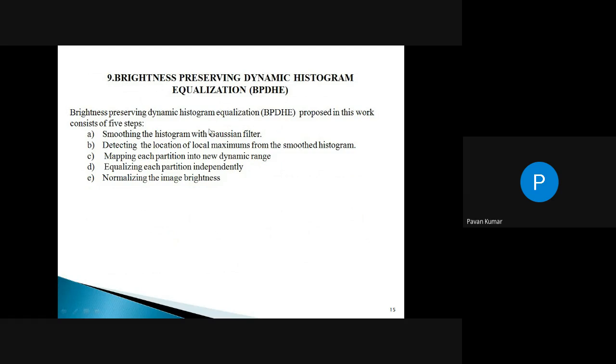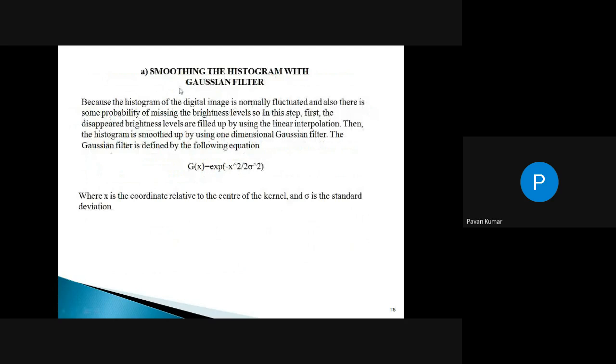So this method consists of the following steps: smoothing the histogram with the Gaussian filter. You can read these things, no need to go through them now. We will come to them one by one. First step is smoothing the histogram with a Gaussian filter.